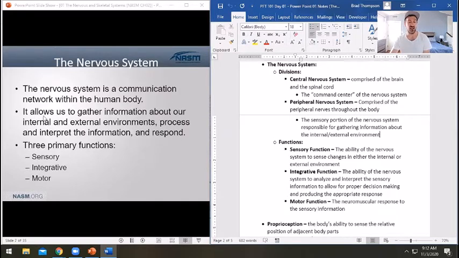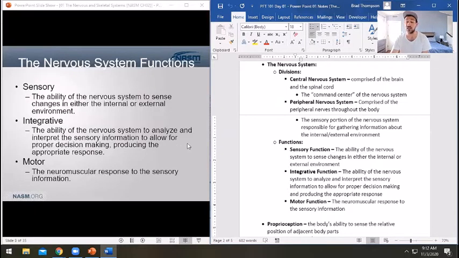Like I said, your nervous system allows us to gather information about our internal and external environments, and then interpret that information and respond. And so we have three primary functions of our nervous system here, and we've already kind of been talking about these. When we look at the three primary functions, we're looking at the jobs: why do we have a nervous system? What does it do? The three things that it does are sensory function, integrative function, and motor function.